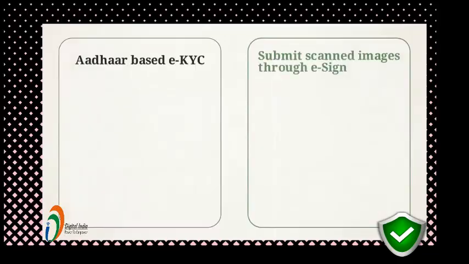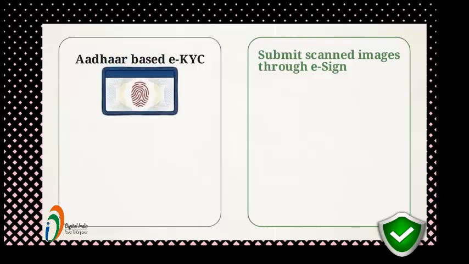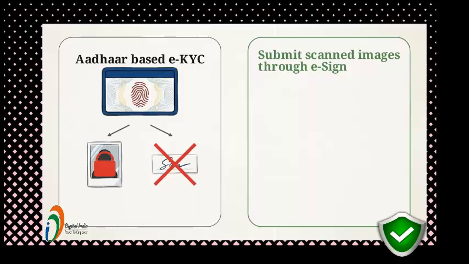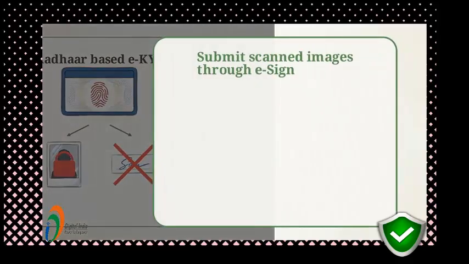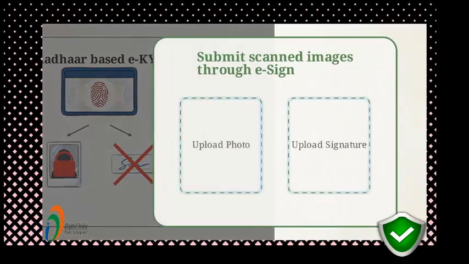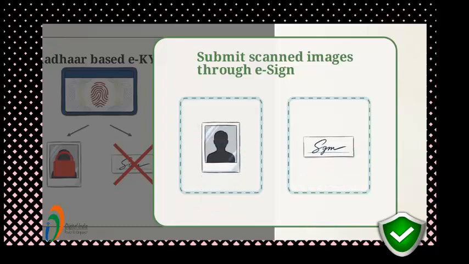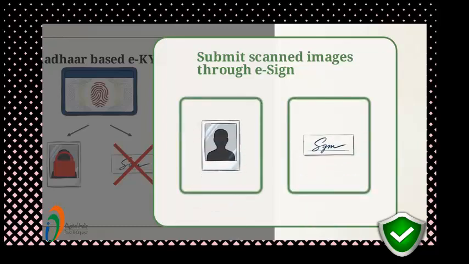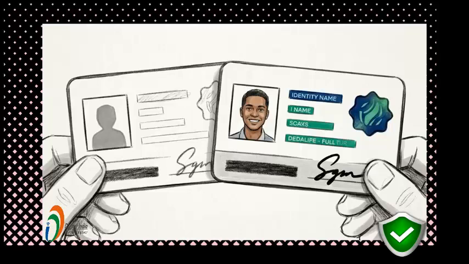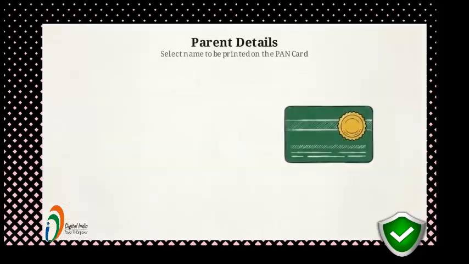Do not choose the first option, Aadhaar-based eKYC. This locks in your default Aadhaar photo and blocks physical signatures. Instead, explicitly select the second option, Submit Scanned Images through eSign. This opens the upload fields we need. Making that single correct choice up front is what allows you to dictate exactly how your final physical PAN card will look. Next, you'll fill in your parent details.